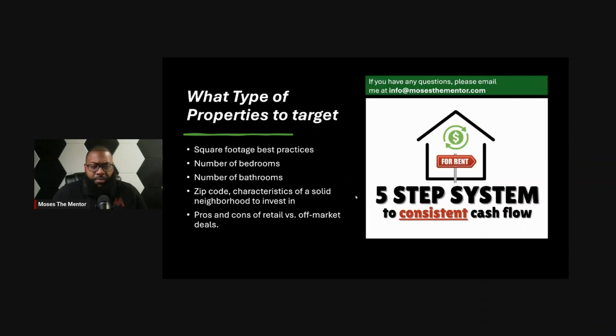Next, we're going to talk a little bit about pros and cons of retail versus off-market deals. So I want to tell you that my initial stance on this was retail. Partly because, when you're just new, you don't have a network. You don't have a list of people that can find off-market deals for you, right? So you can absolutely do what I do by going the retail route.